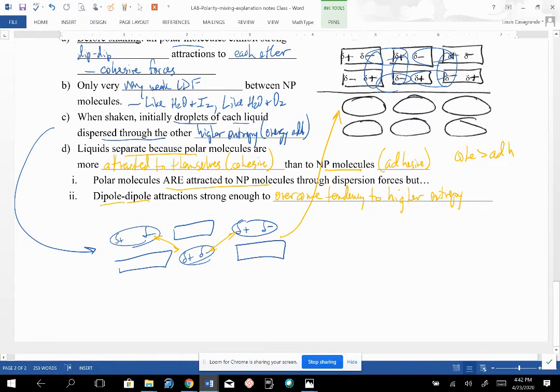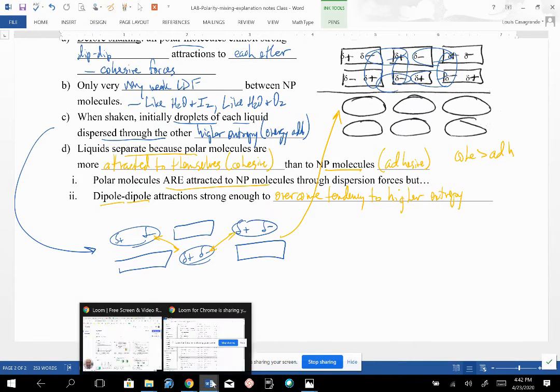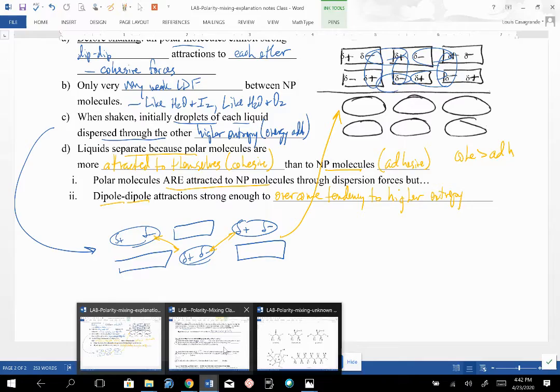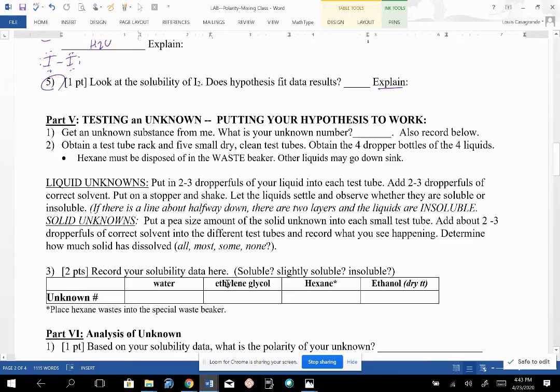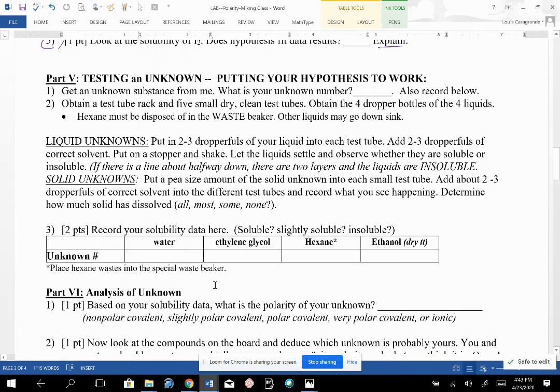For the unknown. So let's go back to the lab for a moment, and we'll finish this up by thinking about the lab. So in the lab, we have some unknowns, and you should be filling in the solubility data for the unknown. And from the solubility data, you can then match what you have as solubility for what you think might be your unknowns. Now, be careful.